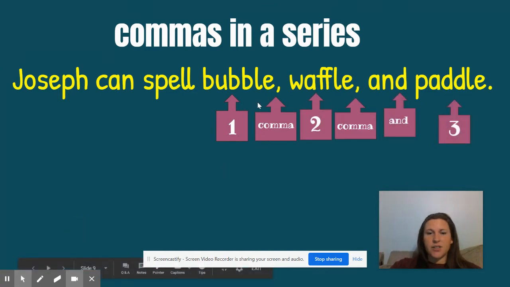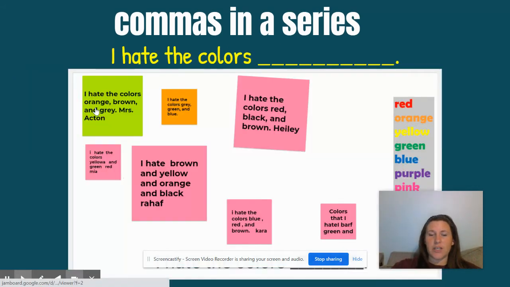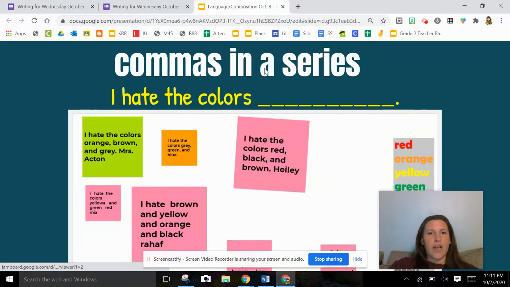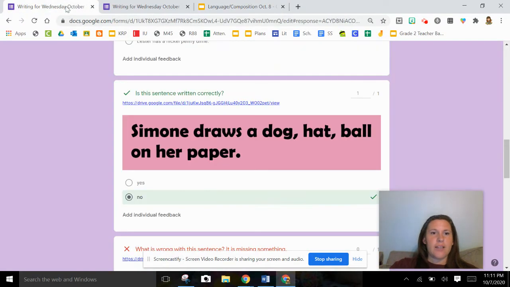Let's see if this sentence is right. 1, my first thing in my list, comma, yes, 2, comma, and 3. This sentence is right. It did a good job. And then, just because you're a good writer and you've been practicing this, you can also check to see if your sentence has a punctuation or period at the end and a capital letter at the beginning, which the sentence does.